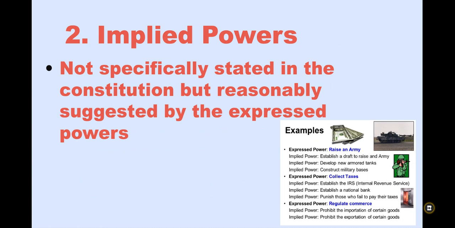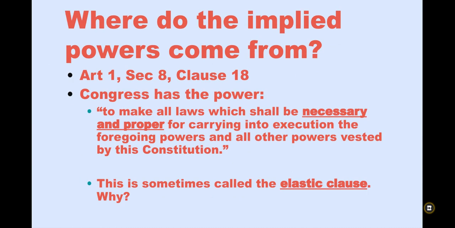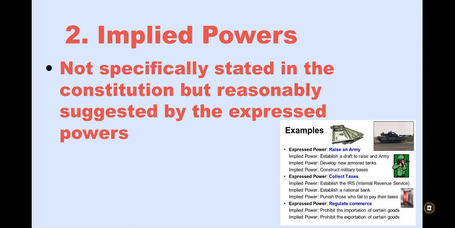Now, the implied power is a little bit different. That is done through the necessary and proper clause, also called the elastic clause, right? It says make all laws necessary and proper for carrying out the other powers of the Constitution. So if you can make an army, that means you can have a draft. It means you can buy tanks. You can make military bases. If you can collect taxes, you can establish the IRS, which is the Internal Revenue Service. You can make a national bank. You can put somebody in jail for not paying their taxes.